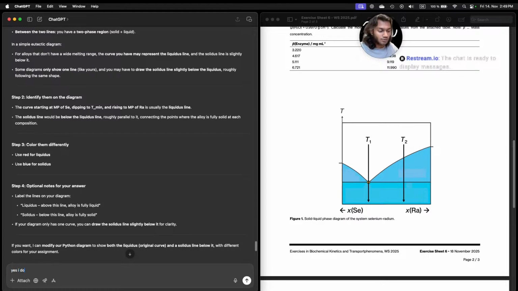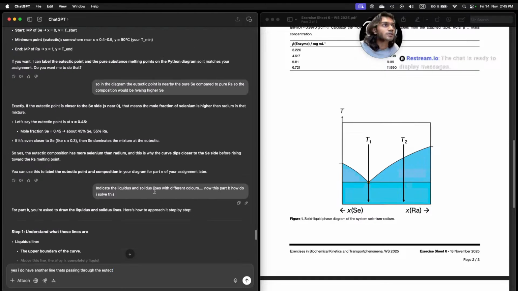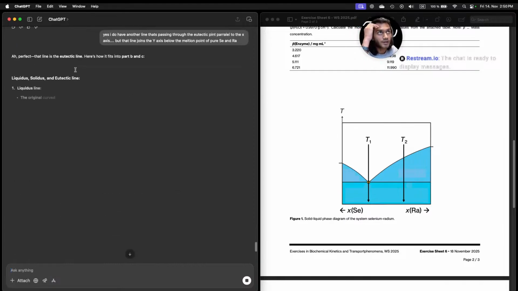Yes, I do have another line passing through the eutectic, parallel to the x-axis, but that line joins the y-axis below the melting point of pure Se and Ra. That line is the eutectic line.